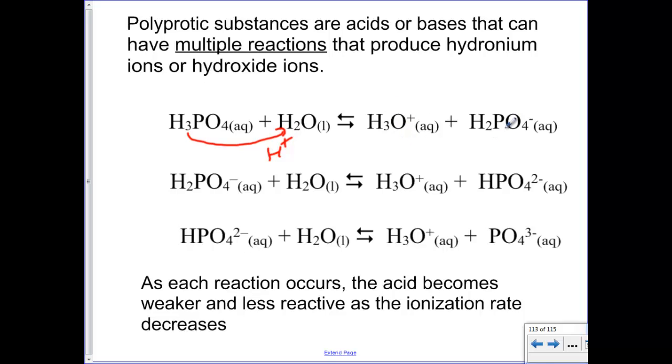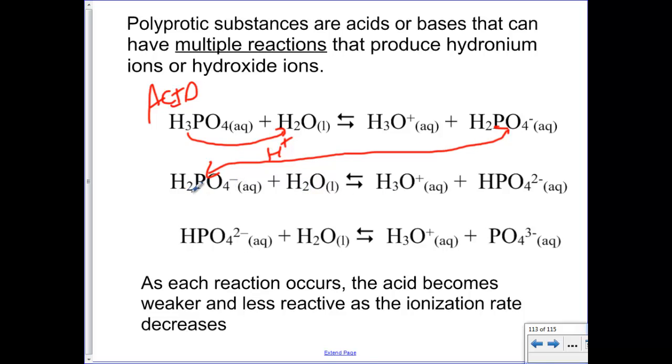That makes sense. Is H2PO4 a thing? Hopefully by now you're starting to recognize that, yeah, it is. So this is totally a good reason why this guy is an acid. There are some acids then that can react multiple times. This guy right here could then come down and he could react with water.